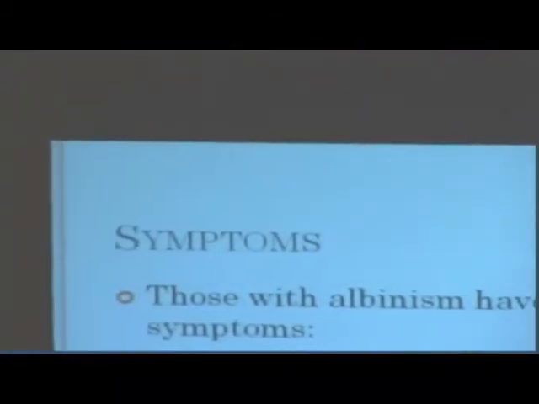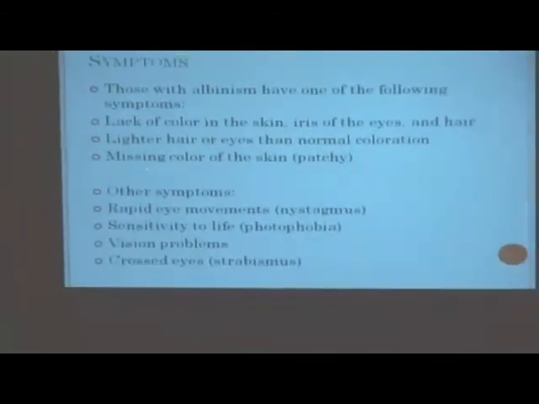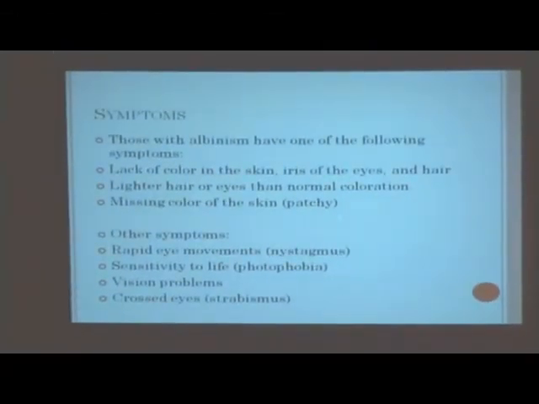Okay, so here are just the symptoms of albinism. So lack of color in the skin, iris of the eyes, and hair, lighter hair and eyes than the normal coloration. Missing color of the skin, which is patchy. And here are just other symptoms that can occur. Rapid eye movements, sensitivity to light, vision problems, and crossed eyes.